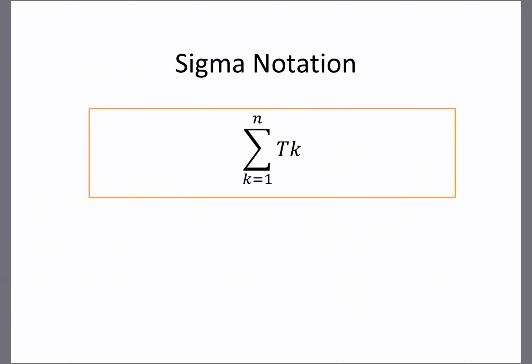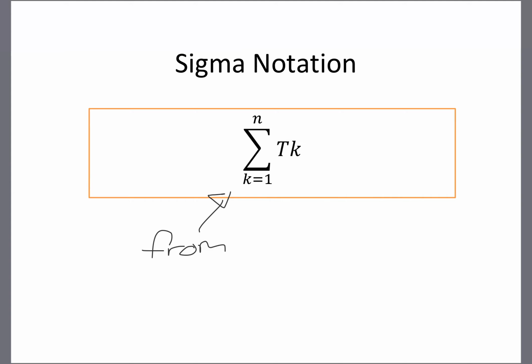Okay, now we're going to do sigma notation. You've seen this; this is how they write it, right? What I want you to remember for now is that at the bottom, this k is equal to 1. That's your "from". This is where your sequence starts. So this is your starting point, your k is equal to 1.